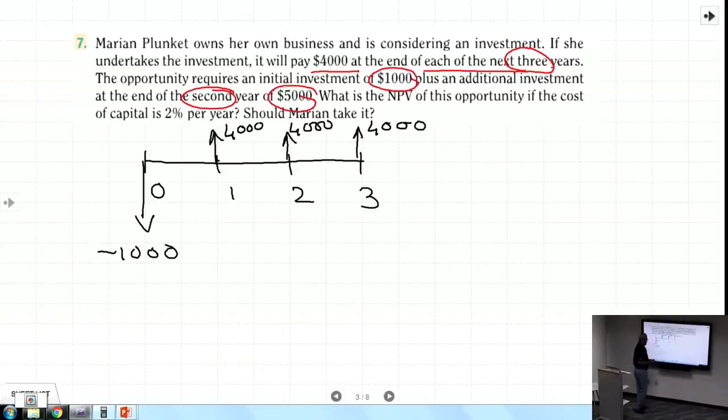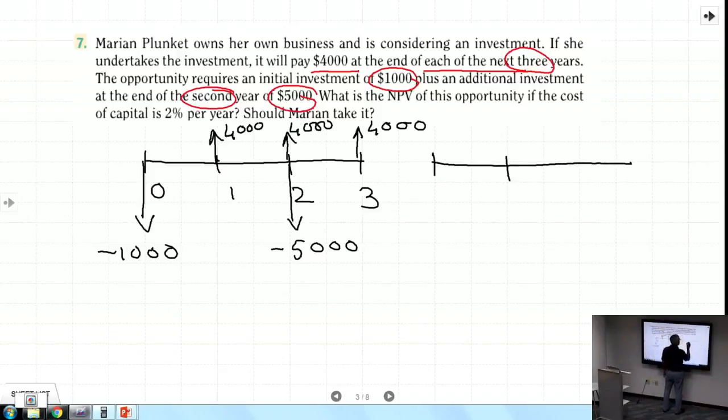And it requires an additional investment of 5,000 at the end of the second year. So there is another $5,000 investment at the end of the second year. So there are 2 ways in which we can do this problem. One is we can net out all the cash flows. So redo a timeline based on the net of all the cash flows. In other words, the new timeline would look like this.